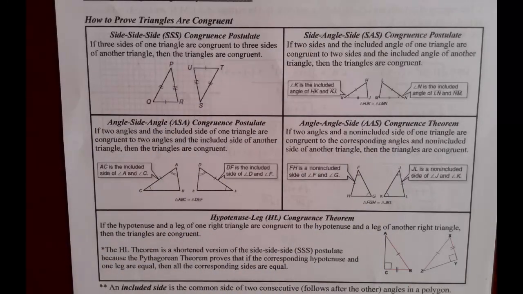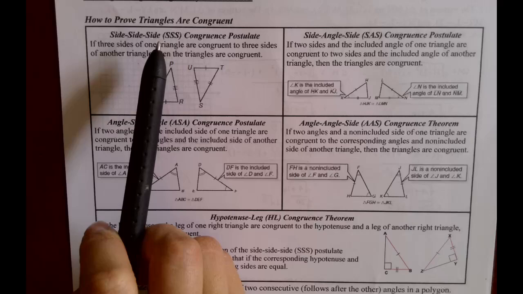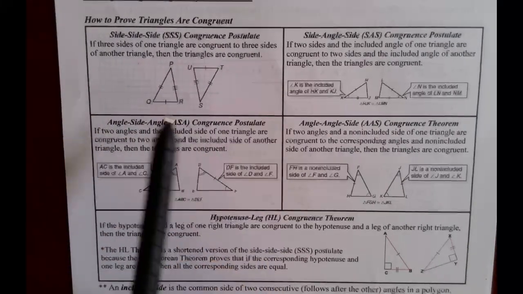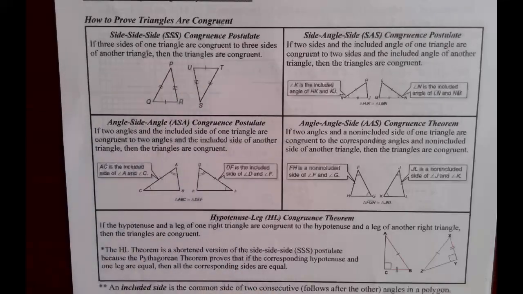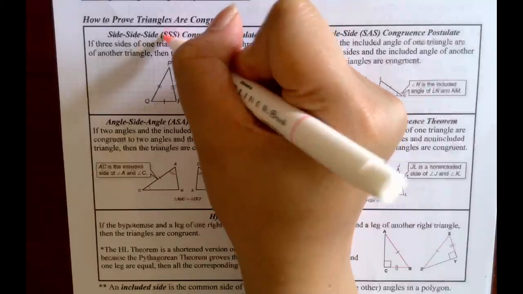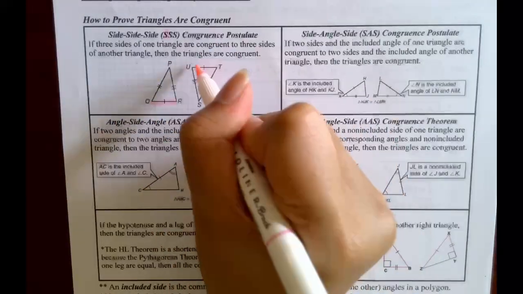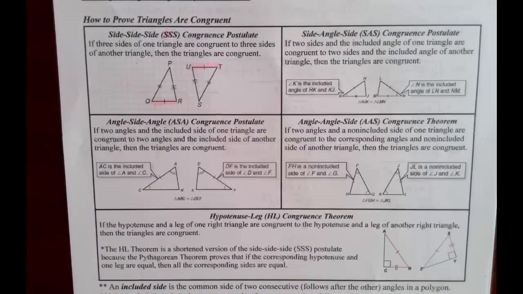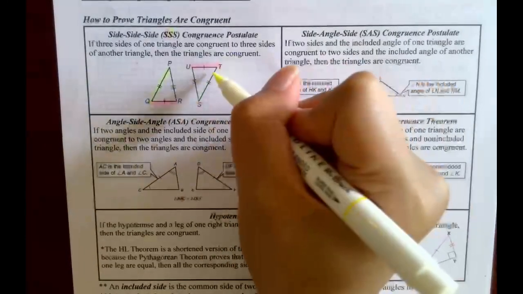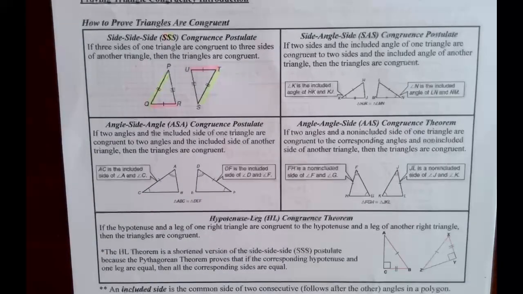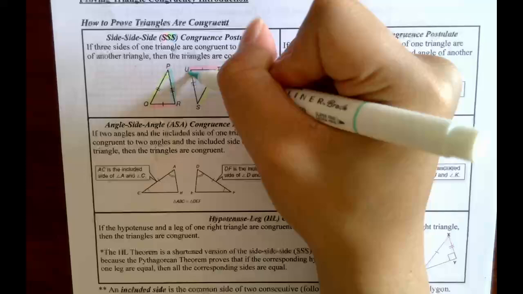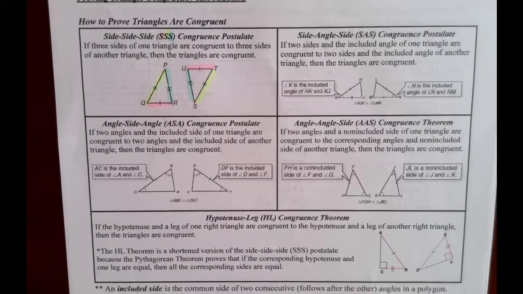Okay. So the first one is side, side, side congruence postulate. If 3 sides of one triangle are congruent to 3 sides of another triangle, then the triangles are congruent. Okay. So with side, side, side, it's because one side is congruent to one side. A second side is congruent to a second side. And then a third side is congruent to a third side. And so that's what side, side, side congruence postulate is.